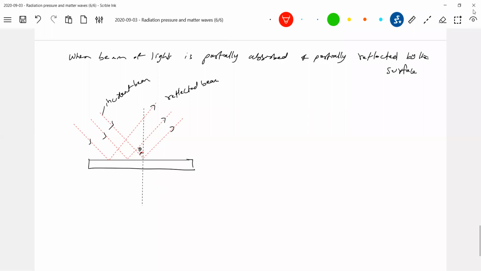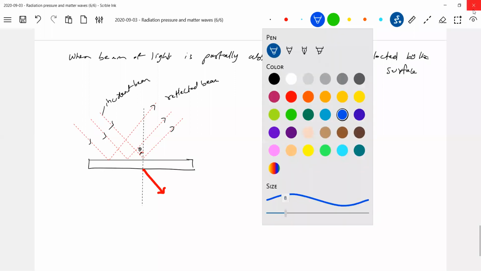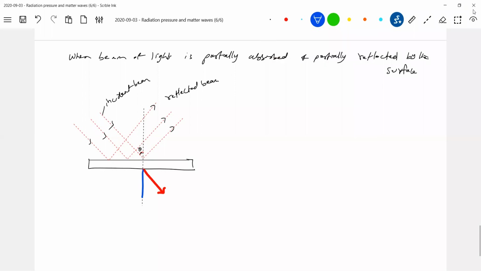Already we know the formulas, no? Directly let's adjust it instead of deriving again. Due to reflection, how will it be? So since we made some things clear, this is due to absorption, and this is due to reflection.